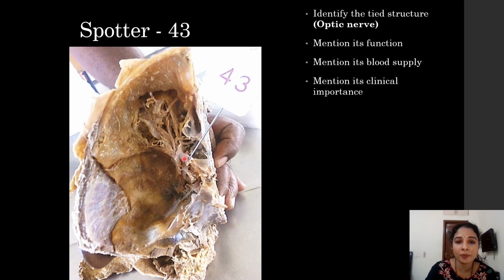So here is the optic nerve. We can see the optic nerve, its main function is vision because it is the continuation of the retina. The blood supply of the optic nerve is by the ophthalmic artery, and for clinical importance, with any compression to the optic nerve, the person goes blind.